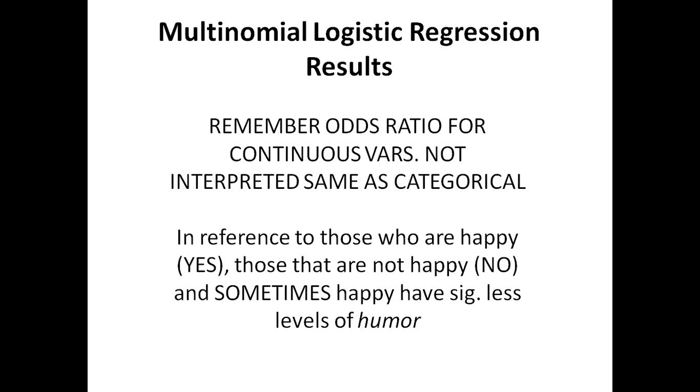So I say it again: you don't interpret the results the same way for a continuous independent variable as you would for a categorical independent variable in a logistic regression model. So how would we state our findings? We would say, in reference to those who are happy, that's the yes category, those who are not happy, the no category, and sometimes happy, have significantly less levels of humor, and that's what our model indicated.